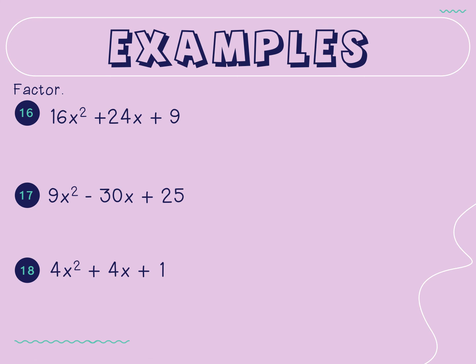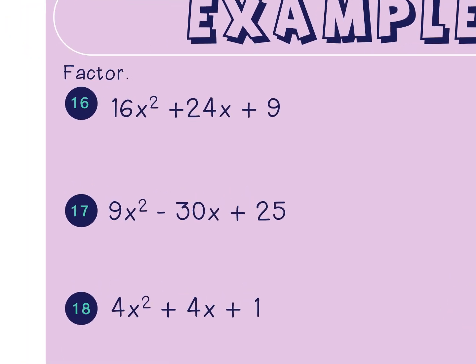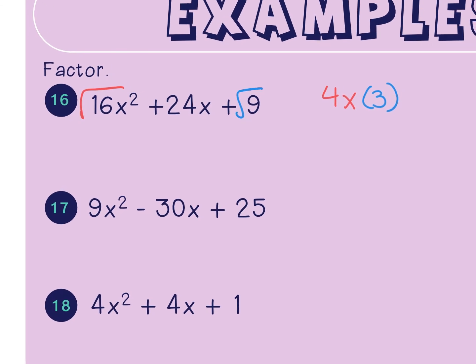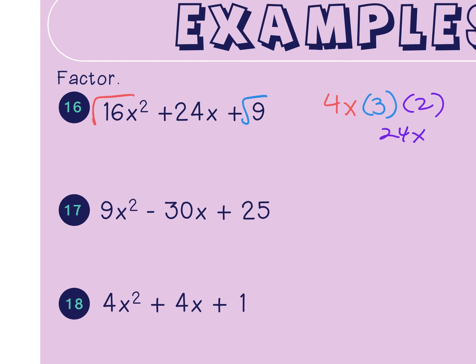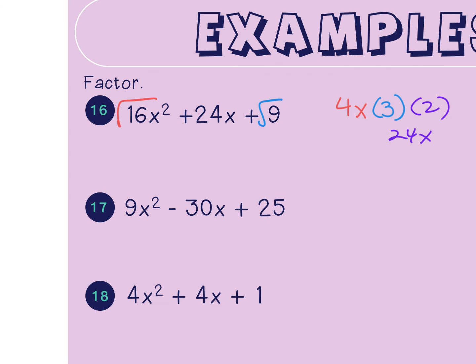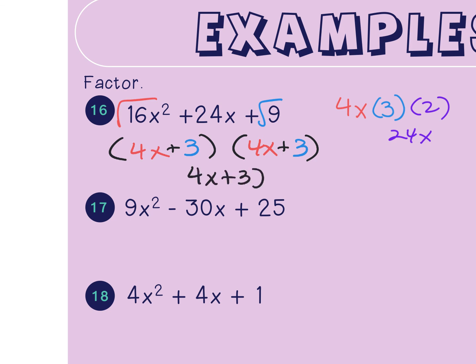So here again, let's do the trick. We're going to square root this, square root the end. So the square root of 16x squared is 4x. Square root of 9 is 3. I'm going to double it, which gives me 24x. It's the middle. So now I know all I have to do for my answer is square root the 16x squared and put it there, and then the 9. And again, they're both going to have the sign of the middle. And again, you can write it as 4x plus 3 squared.